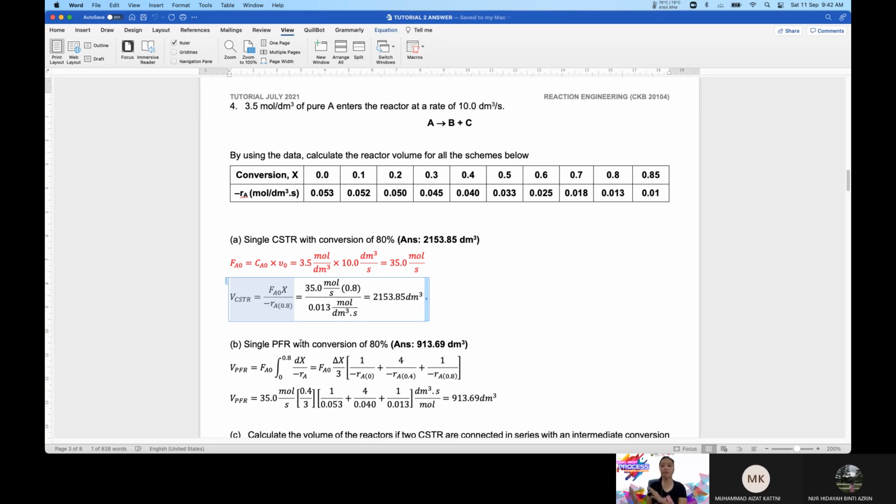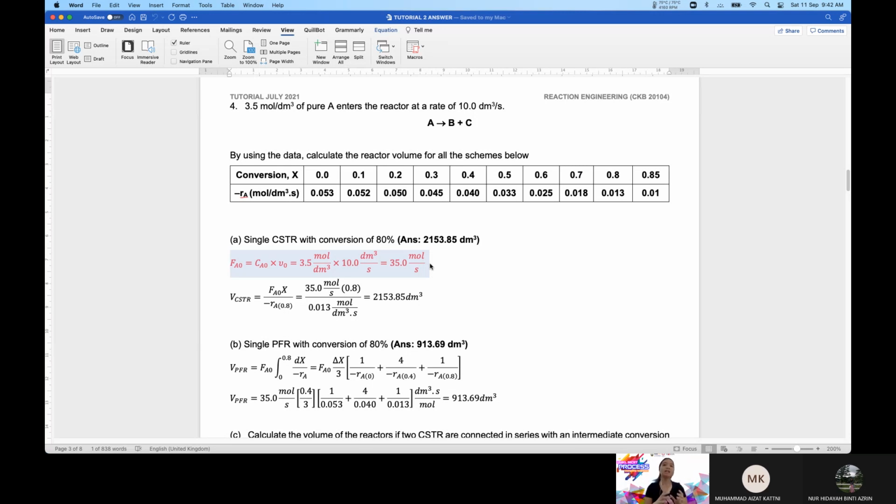Okay, so we start first with FA0. So FA0 tu kamu tahu is the initial molar flow rate of A. So kamu dah tahu yang saya kena tahu FA0. Okay, dalam soalan ni unfortunately tak diberi FA0. Okay, tapi they give us CA0, they give us v0. So kamu tahulah, kalau tahu CA0, tahu v0, saya dah boleh cari FA0 dahulu. So that's why we will find first FA0, which is equal to the initial concentration of A, you multiply with the initial volumetric flow rate. Okay, so 3.5 multiplied with 10, you will get 35 mole per second.